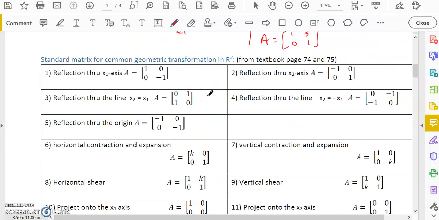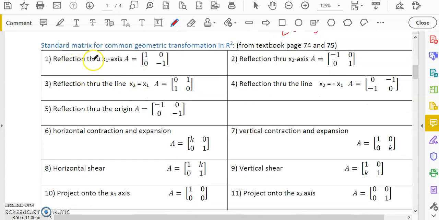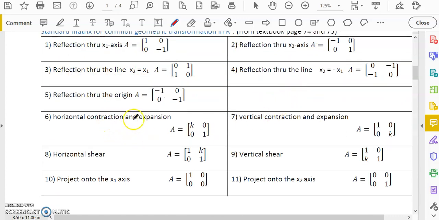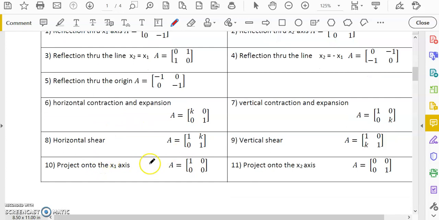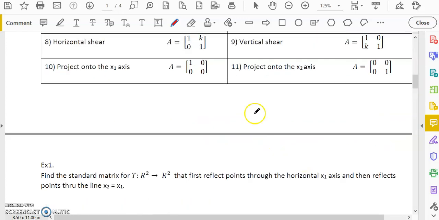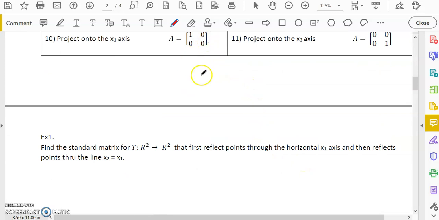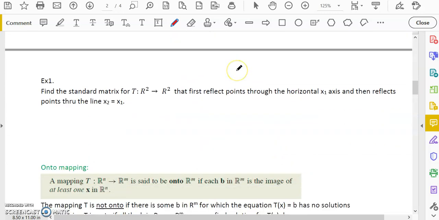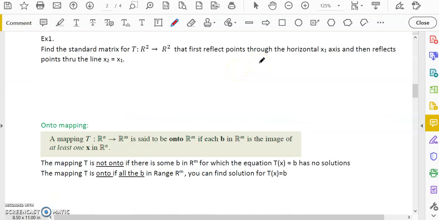Any linear transformation can be done that way. So if you look at the book, pages 74, 75, they will go through the main ones: reflection, contraction, projection, and all those. So you can actually look at the book and then look at these. These are pre-made standard matrices.